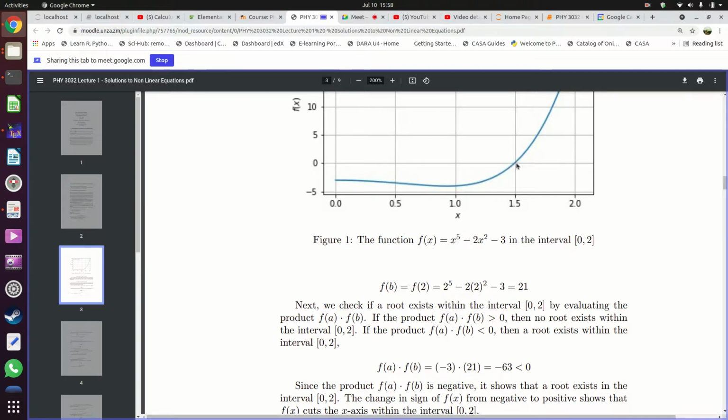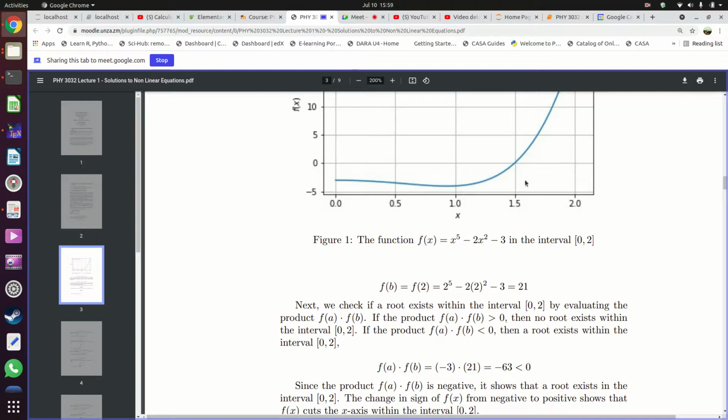Is that clear? It is clear. If the curve cuts the x-axis just before 1.5, it means that there is an answer between 1 and 1.5. But between 1.5 and 2, there is no answer. Are we clear? The solution is between 1 and 1.5. It's not between 1 and 2. Is that clear? It's clear.